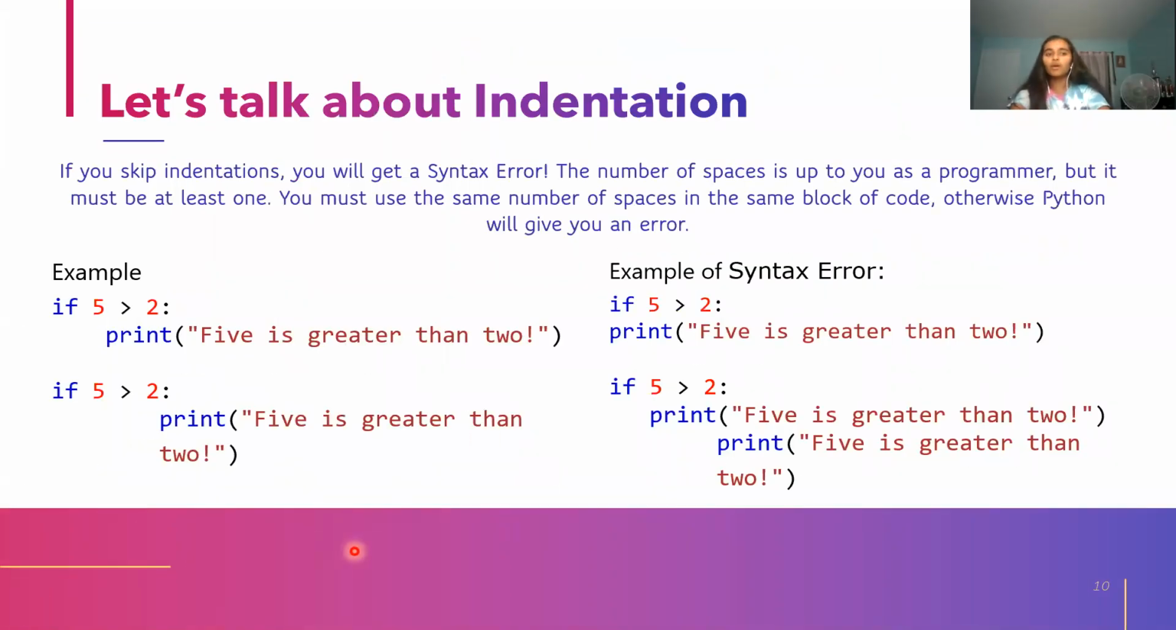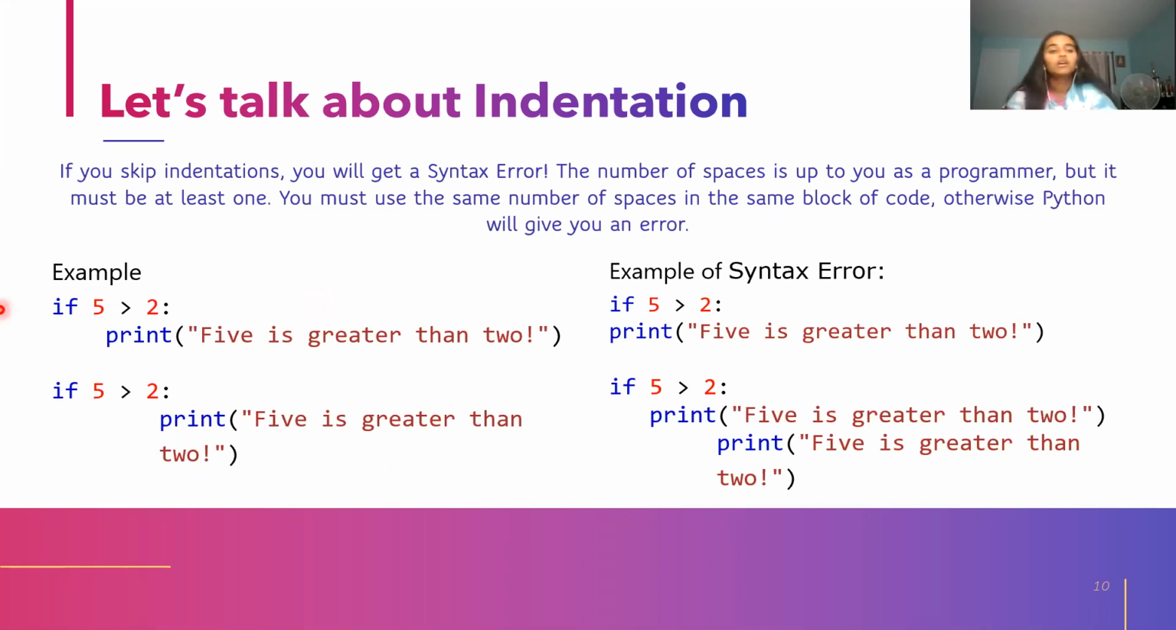All right. So let's just quickly talk about indentation. I don't want to take too much time out of this, but if you skip any indentation in Python, you will get a syntax error. This is something you have to be very watchful of because the number of spaces is up to you as a programmer, but it must be at least one. So you must at least press the spacebar once. My tip would be, when you go to indent, just press the tab button. It just makes life easier. It puts in 4 automatic spaces. You must use the same number of spaces in the same block of code. Otherwise, Python will give you an error.